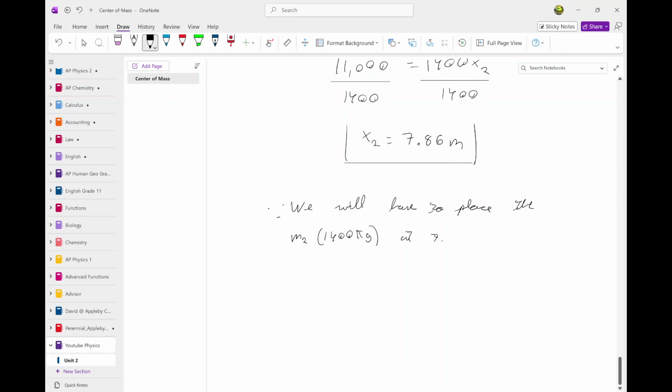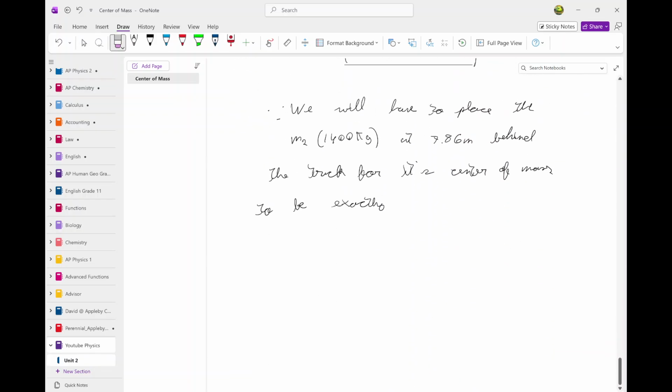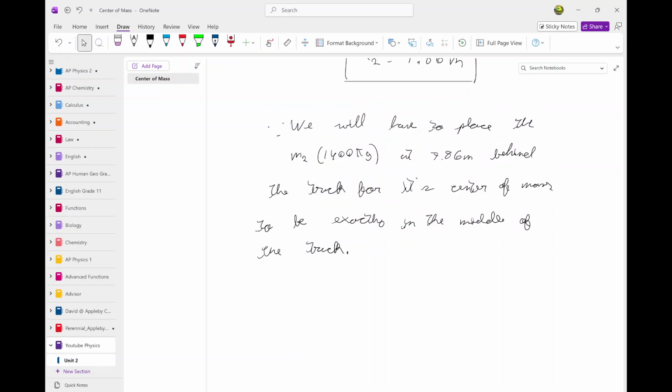At 7.86 meters behind the truck for its center of mass to be exactly, I wouldn't say at, in the middle of the truck. Middle of the truck. There we go. So congratulations, good job.